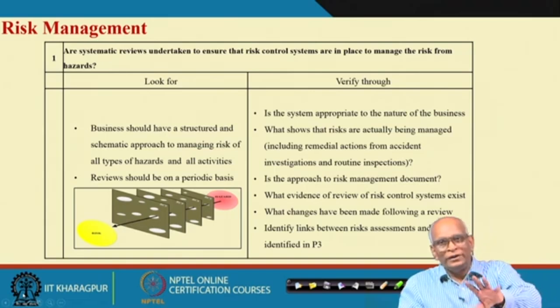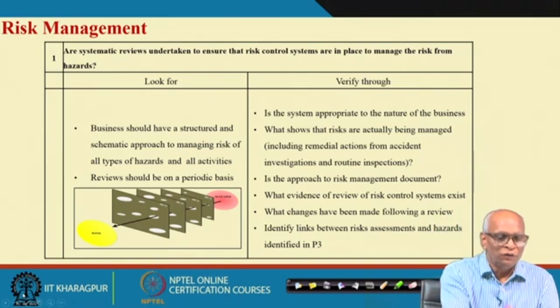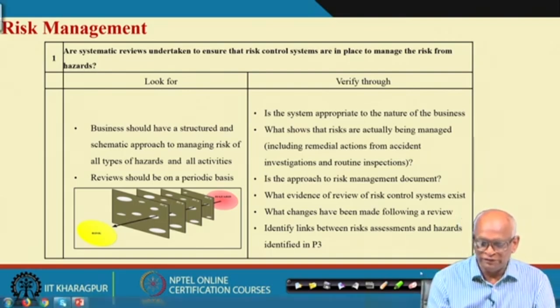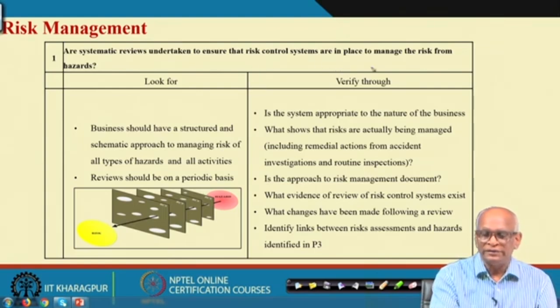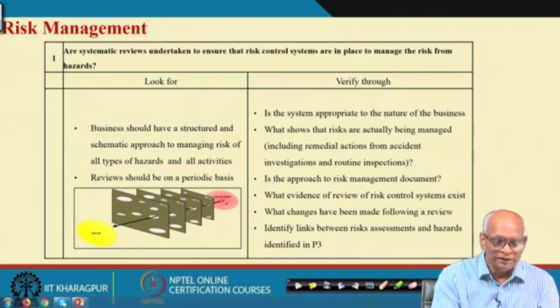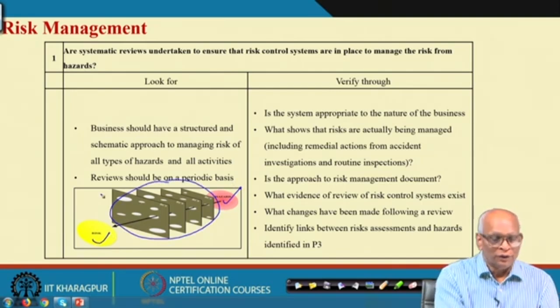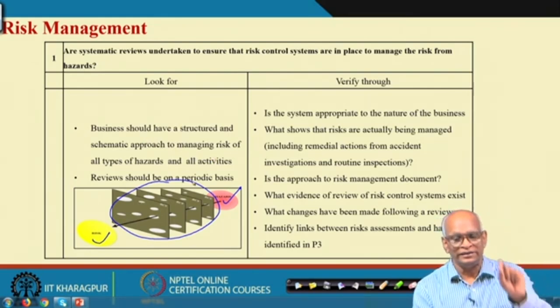Because risk management is a very, very important principle. Let us go into a little more detail on risk management. The first point in risk management is that systematic reviews are undertaken to ensure risk control systems manage risk from hazards. See, what is the principle? We have hazards, we have risk, we have risk control systems. So, business should have a structured and systematic approach to managing risk and hazards of all the activities. They have to implement it at each and every stage.